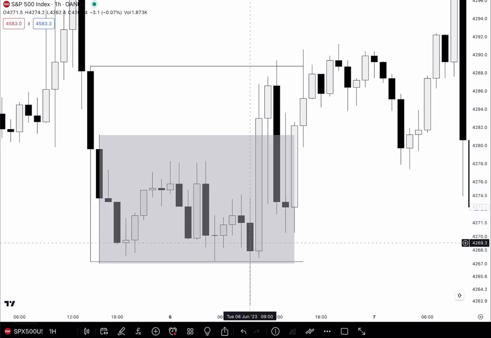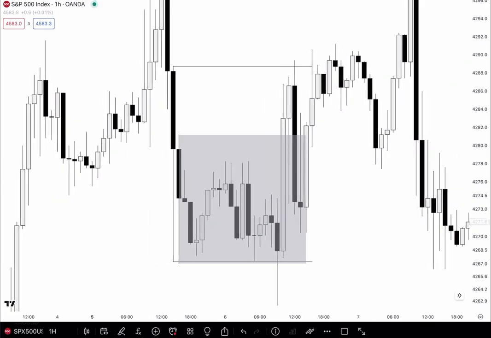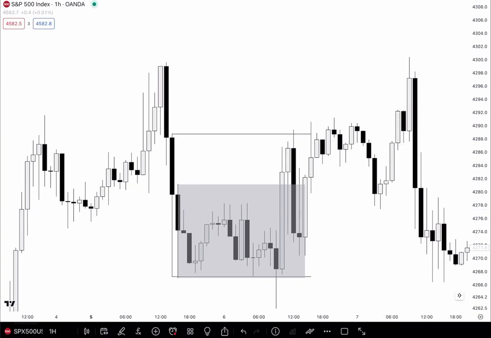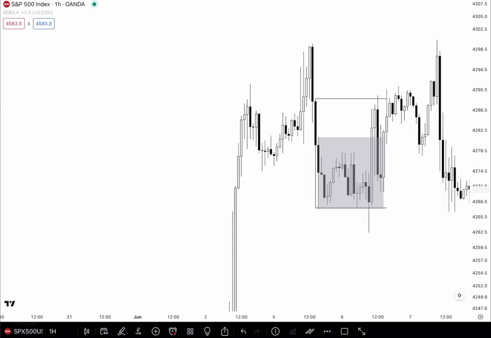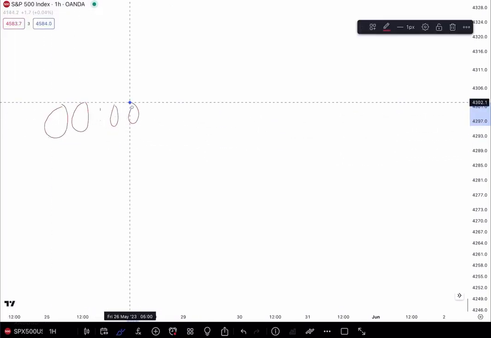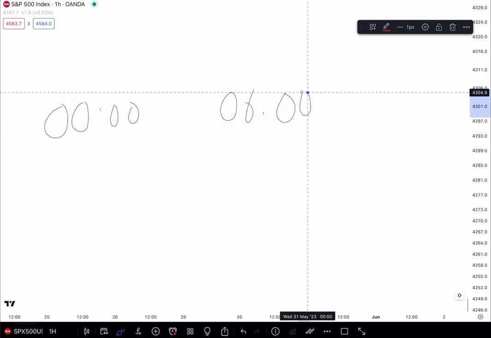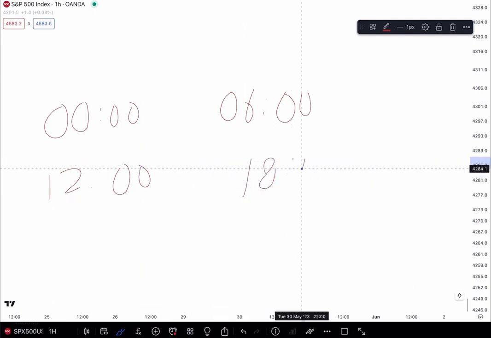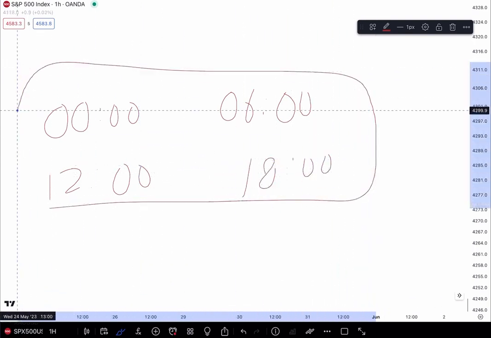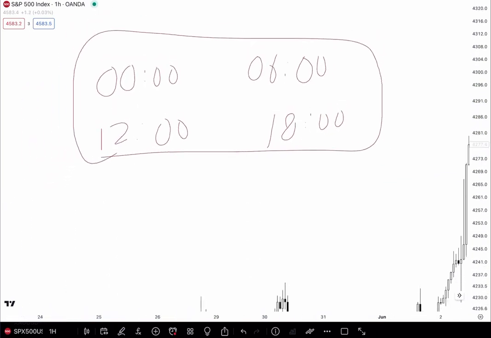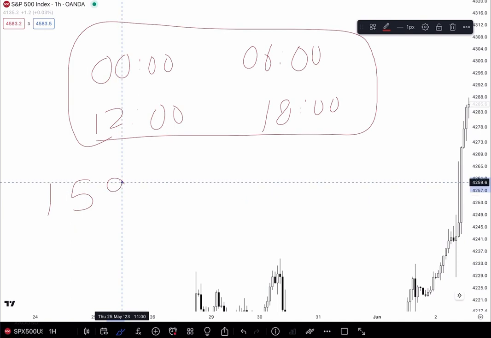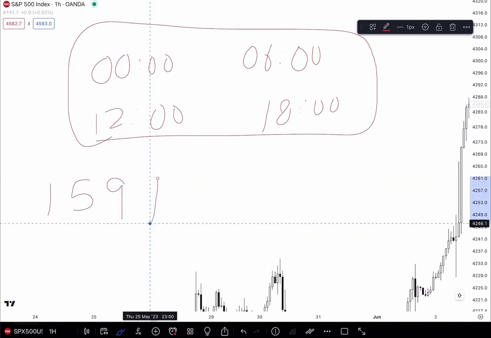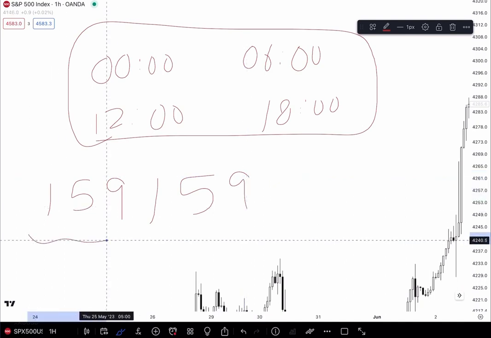Before I go into this one, let me remind you of the anatomy of the daily candle. It's been divided into many ways. You can either use the 0, 6, 12, 18, the 6-hour candles, which I don't like so much. You can use it. Or you can use the 1, 5, 9. Right?